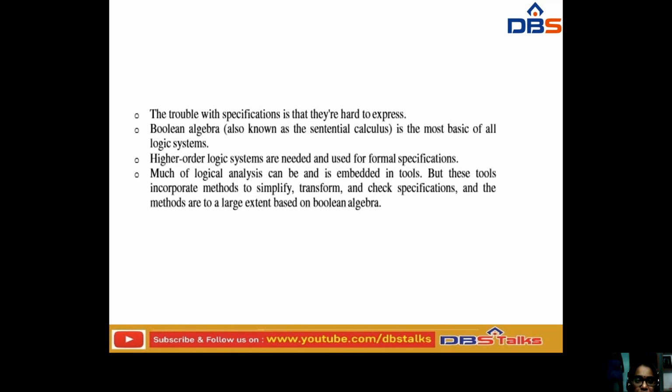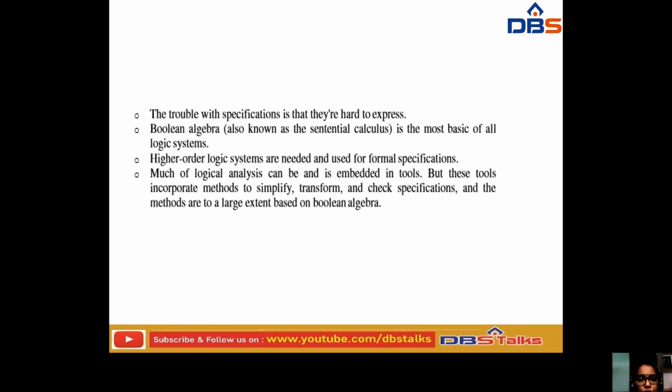They are really very hard to express, such that Boolean algebra is also known as a sequential calculus. It is the most basic of all the logic systems, and the higher order logic systems are needed and used for formal specifications, such that much of the logic analysis can be embedded in the form of tools. These tools incorporate methods to simplify, transform and check the specifications, and the methods are to a large extent based on Boolean algebra.